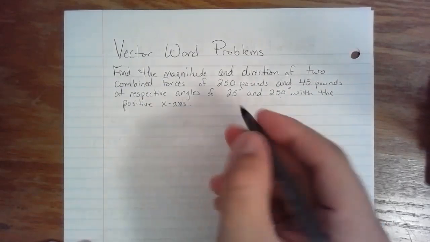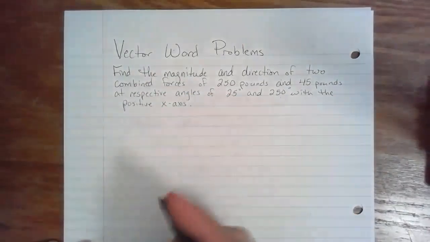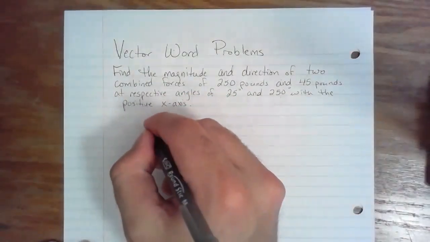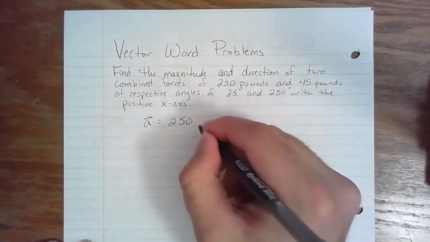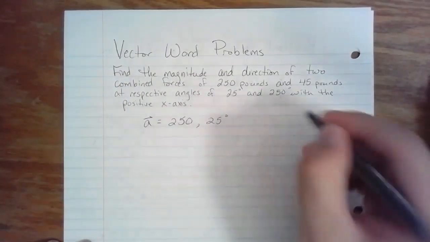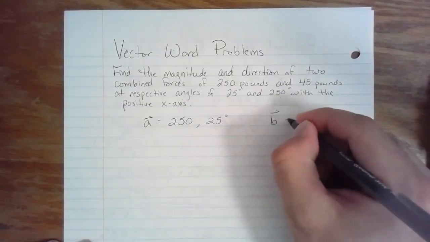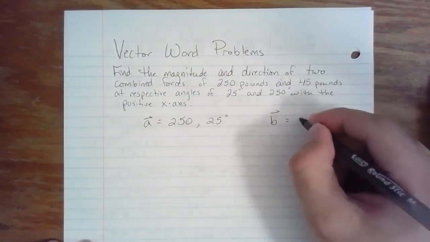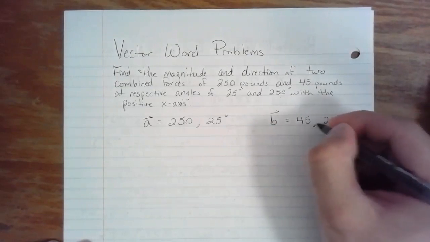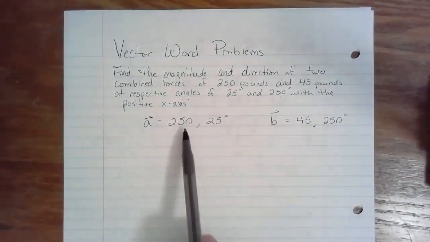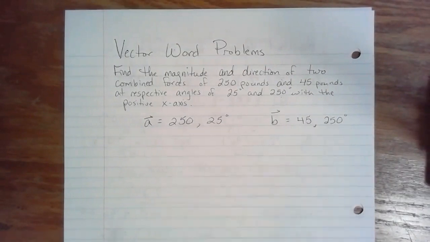Well, in the previous videos we would have seen problems where they said, let's let the vector A be the first one, so the 250 and the 25 degrees, and we'll let vector B be the other one, the 45 pounds, with the 250 degrees. Maybe I should have picked numbers that weren't the same, so it feels a little weird seeing 250 show up twice. They're different things from different vectors, so don't let that bother you.